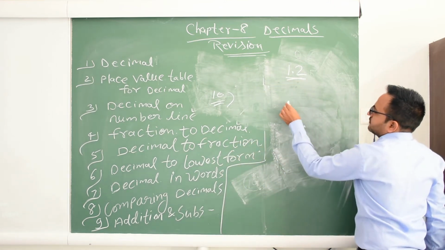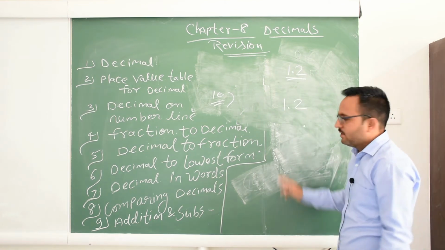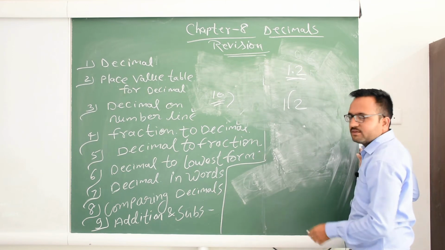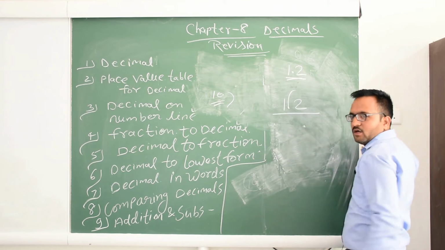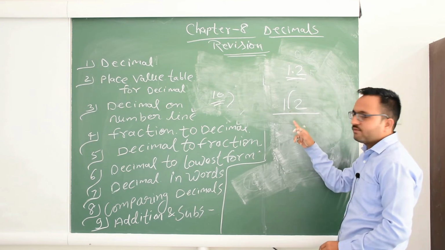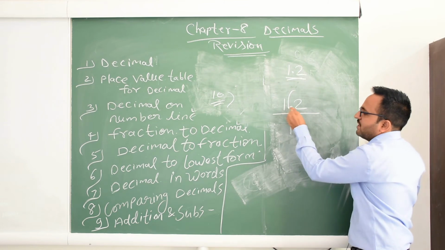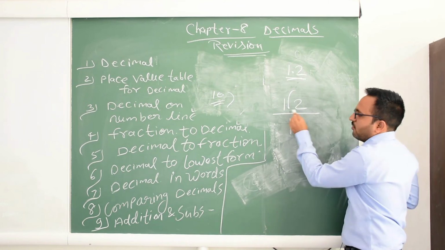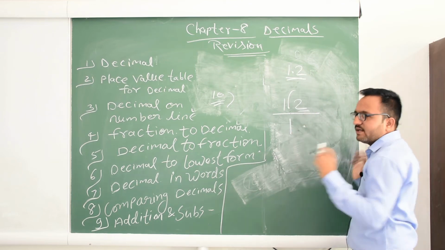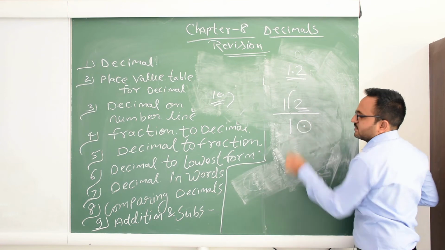Okay, so 1.2. How to convert? We remove the decimal, and in the place of the decimal we use 1. And how many digits are after the decimal? We have only 1 digit. So we put 0.